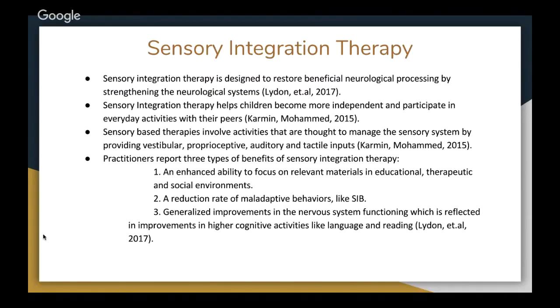Practitioners report 3 types of benefits of sensory integration therapy, one of which is an enhanced ability to focus on relevant materials in educational, therapeutic, and social environments. Another benefit is a reduction rate of maladaptive behaviors such as self-injurious behavior and aggression. And a third benefit is generalized improvements in the nervous system functioning, which is reflected in improvements in higher cognitive activities such as language and reading.